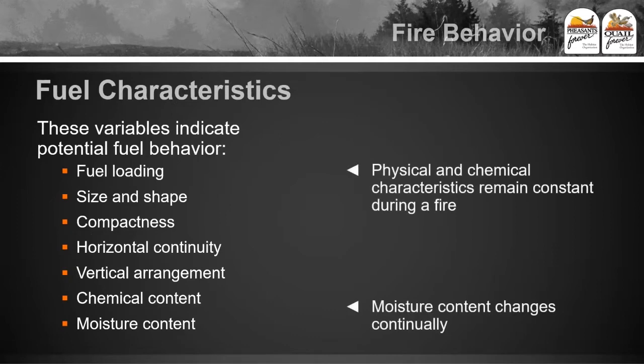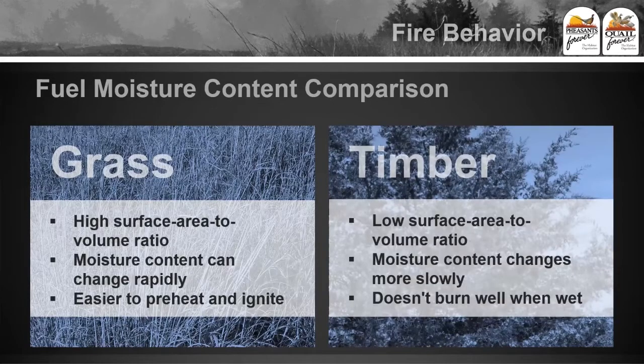So there are several fuel characteristics that we look at that help us predict the fire behavior on the ground. I don't want to get too far into the weeds on some of this, but fuel loading, chemical content, moisture content, and continuity are really important factors. The first one is obviously fuel moisture content. In grass, there's a high surface area to volume ratio, so essentially grass can take on moisture really fast, and it can also expel moisture really fast.